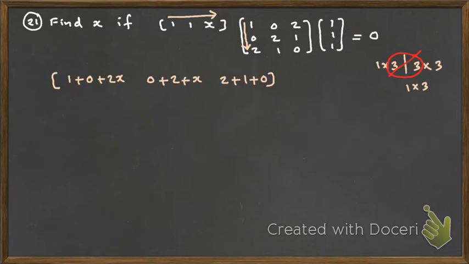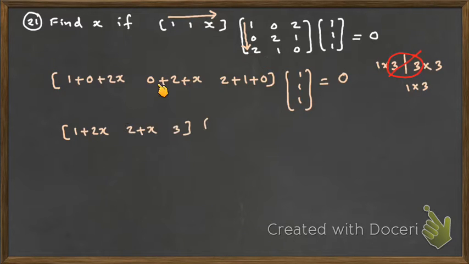And I'll copy this third matrix because we haven't touched that matrix. So I'll copy that as it is, equal to the 0 matrix. I need to do a little bit of simplification here. So I will rewrite it: 1 plus 2x. This is 2 plus x, and that is 3, just 3. 2 plus 1 is 3, into the column 1, 1, 1, is equal to 0.